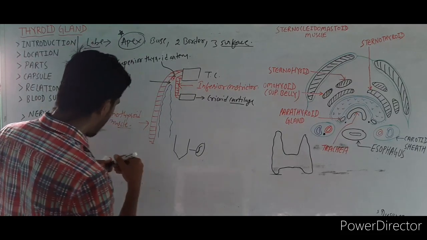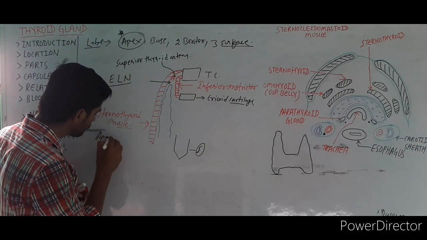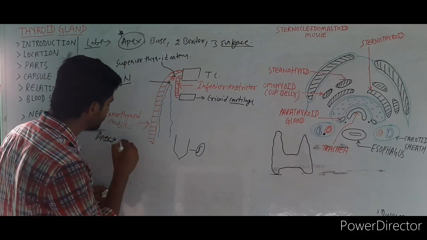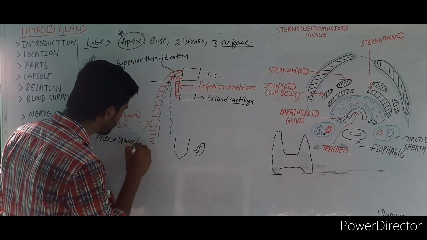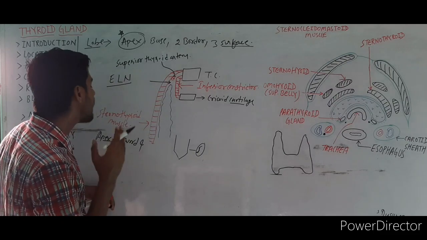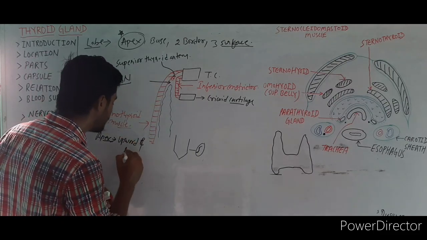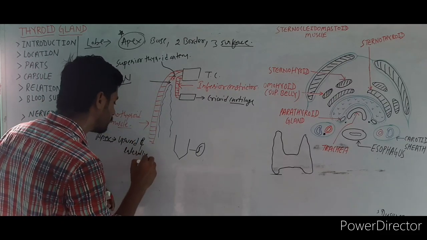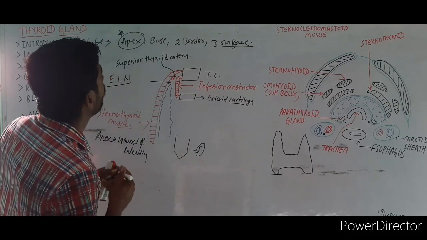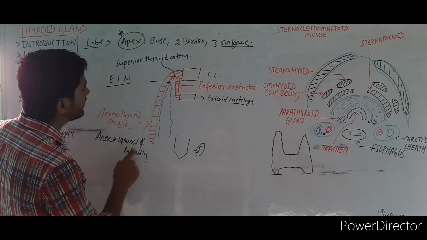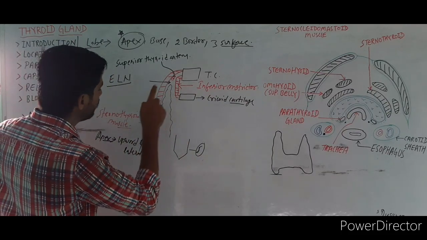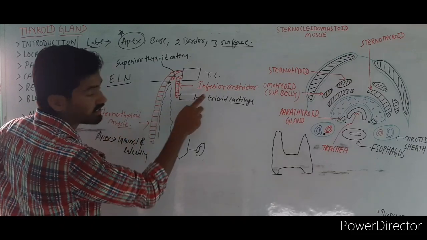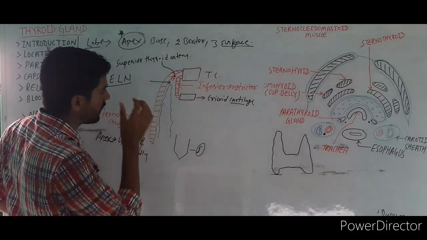So, this apex is directed upwards, am I right? This is the upward end, and laterally, right? So, it is directed upwards and laterally, and it is a sandwich between the sternothyroid muscles and the inferior constrictor muscles. Am I right?